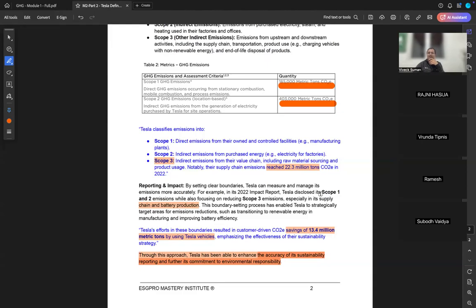The advantage is in scope 3, where a small improvement also brings down many million tons. Yeah, that's the advantage. Good job done, Brinda.